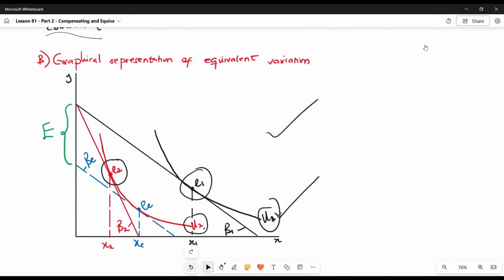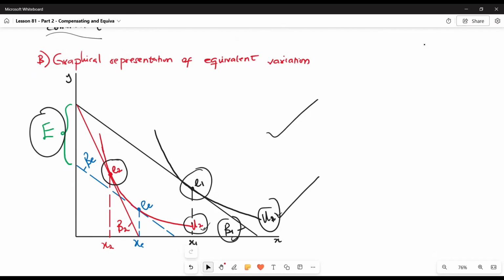On our diagram, to find the equivalent variation, we will have to move the original budget line towards the origin in a parallel fashion until it's just tangent to the new indifference curve U2. Now remember that the original budget line represents the original relative prices. The amount by which budget line B1, which is the original budget line, has to be shifted down until it is tangent to the indifference curve U2 is the vertical distance E. This vertical distance E is the equivalent variation of the price change.